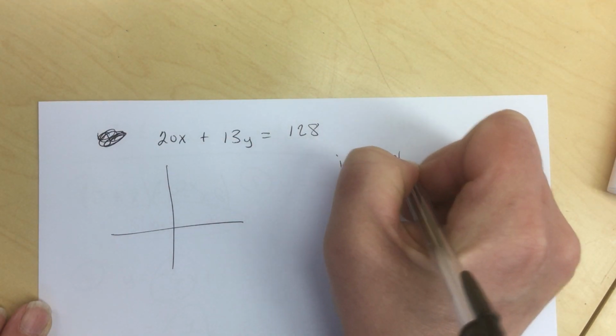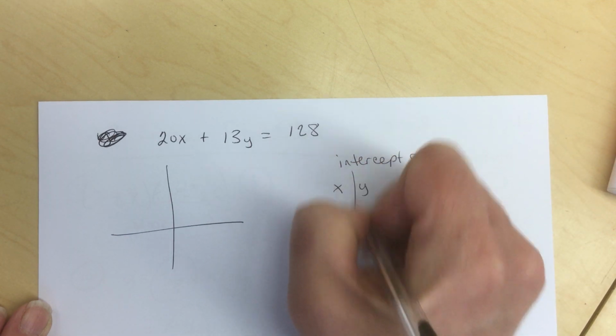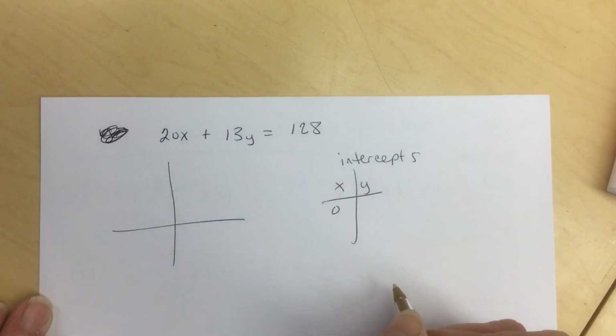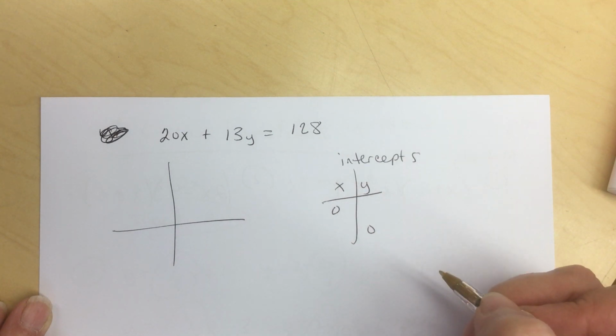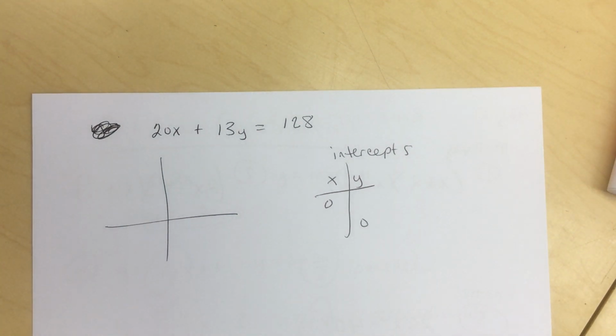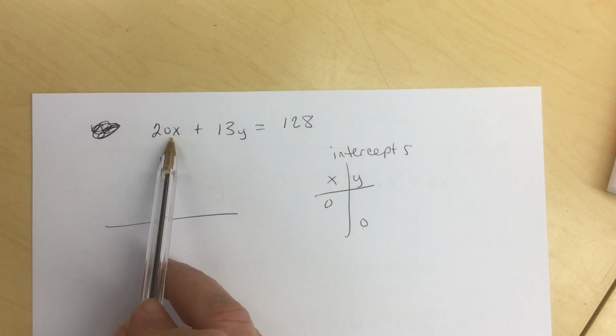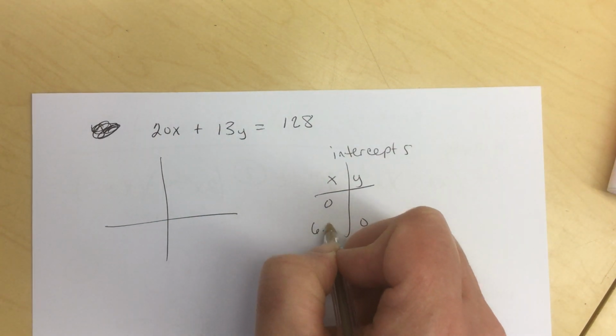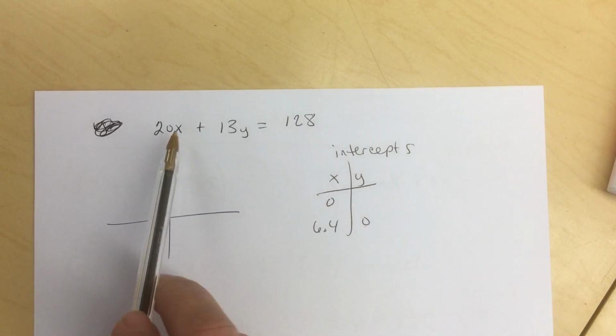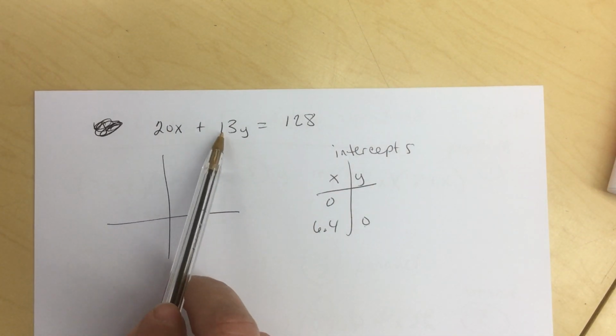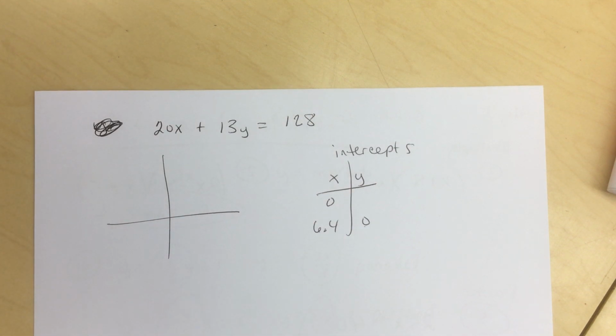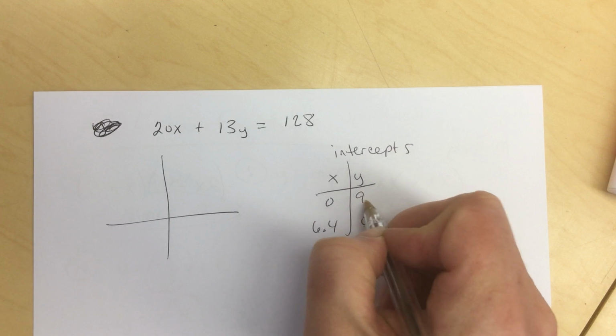So to graph it using intercepts, you're going to plug 0 in for x and solve for y, plug 0 in for y, solve for x. So you're going to get decimals here. You're going to take 128 divided by 20, because if y is 0, then the x is going to be 128 divided by 20, which is 6.4. If I plug 0 in for x, your equation becomes 13y equals 128. So 128 divided by 13 is 9.8 approximately.